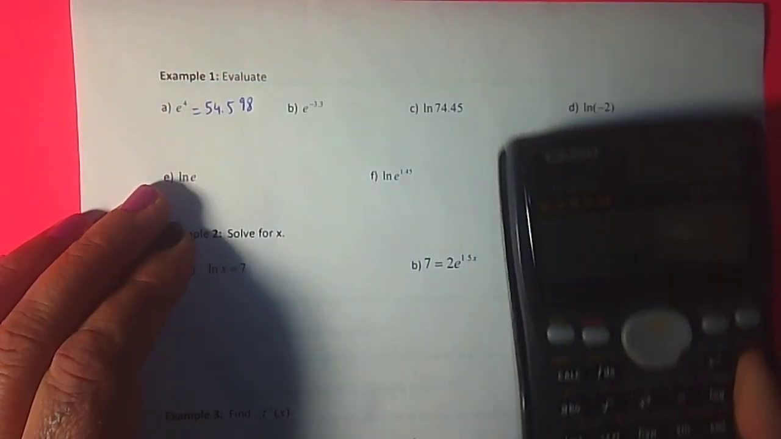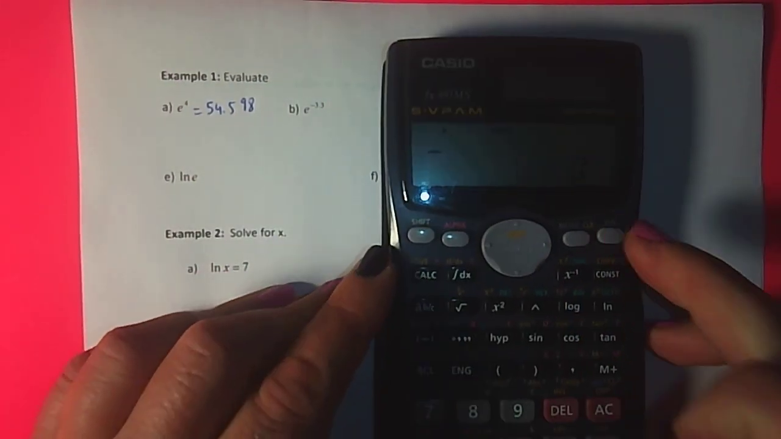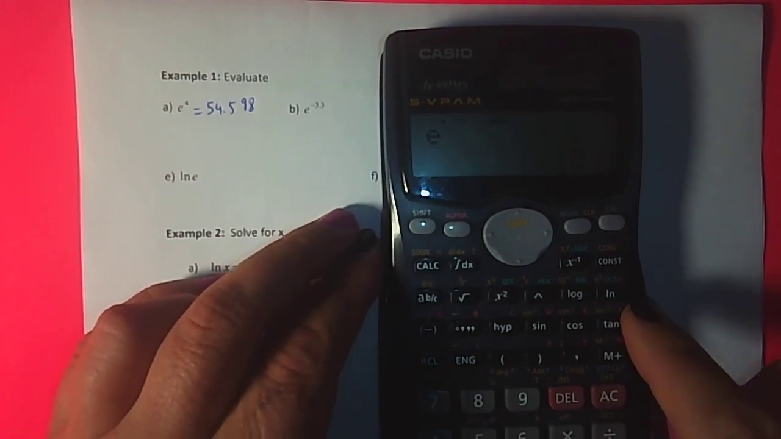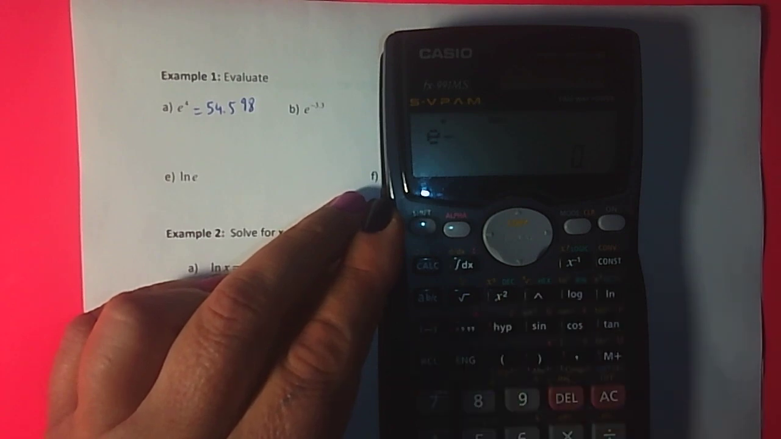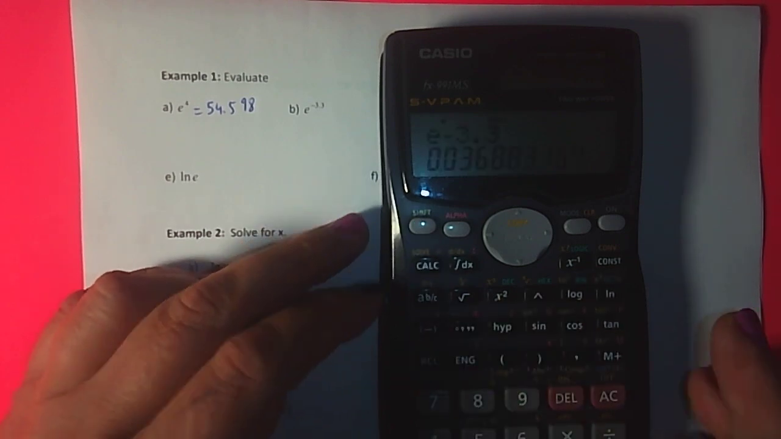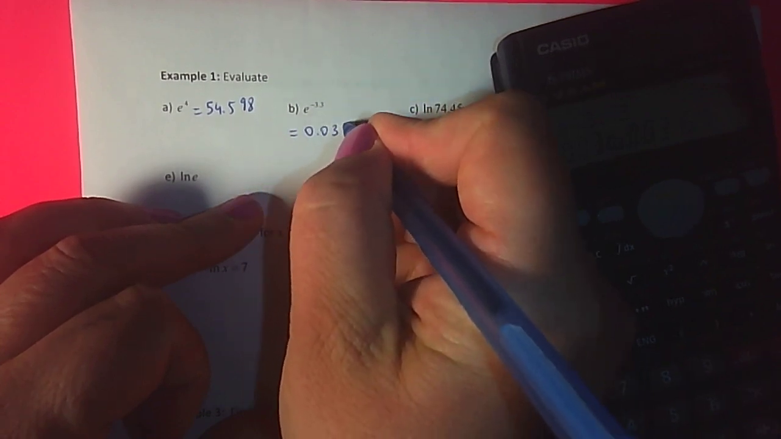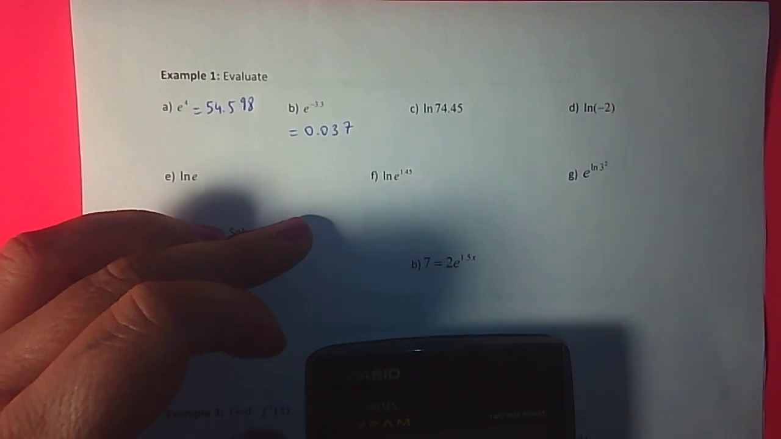54.598. Okay, so let's look at e to the power of negative 3.3. Again, just getting used to the calculator with this number e. So you have negative 3.3, and you get a decimal value, 0.037.